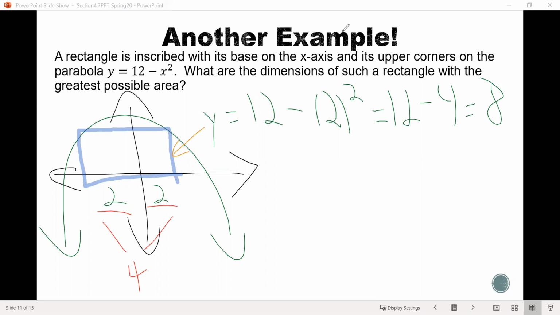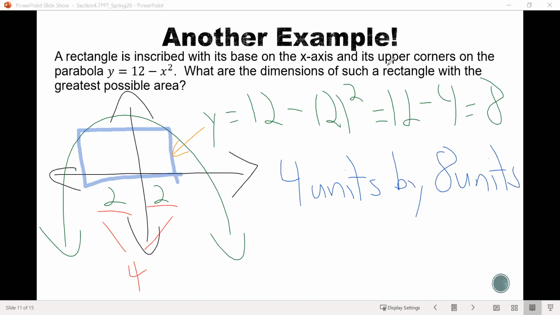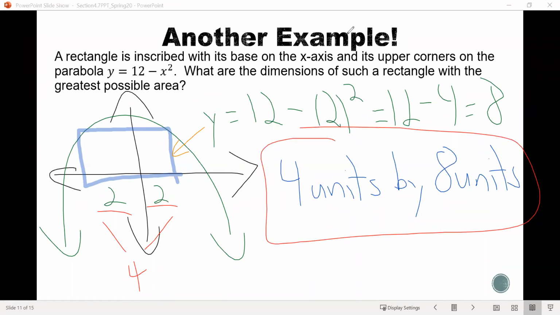So we see that the dimensions of the rectangle with the greatest possible area are going to be 4 units by 8 units. So it'll actually be taller than it is wide. So the picture that I have here is not representative. So we have that. Okay?